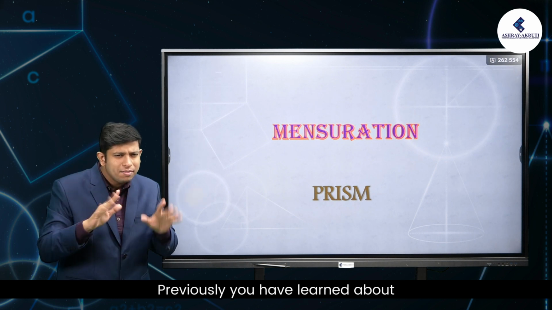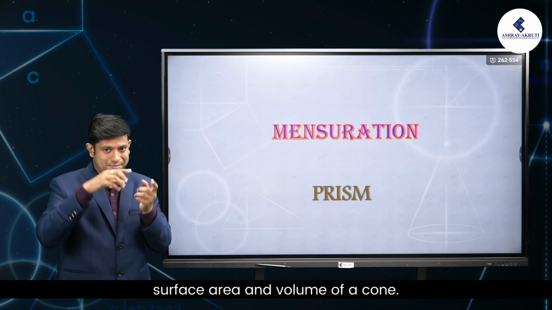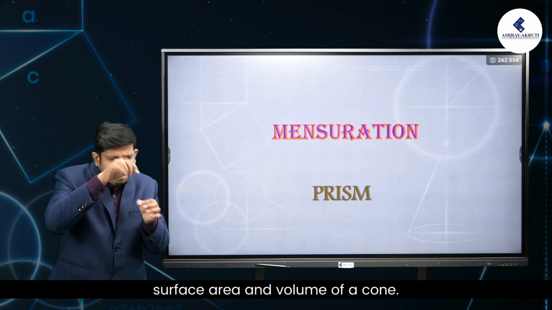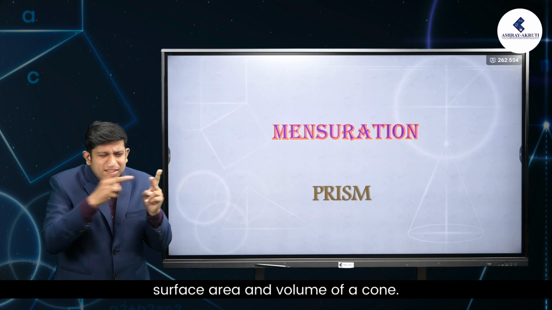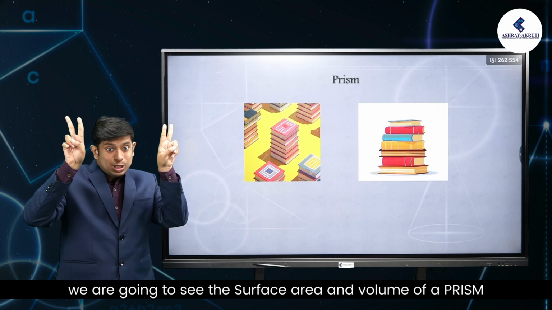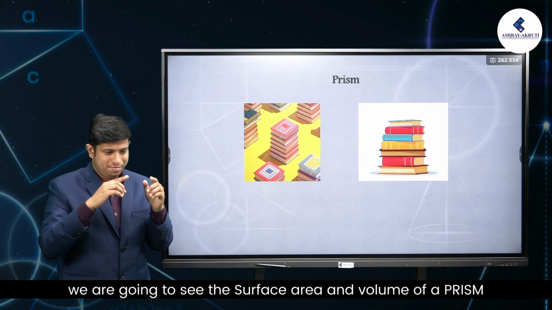Previously, you have learned about surface area and volume of a cone. Today, in this part, we are going to see the surface area and volume of a prism.